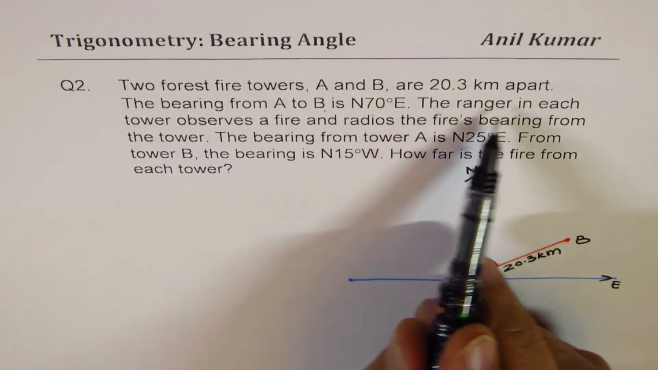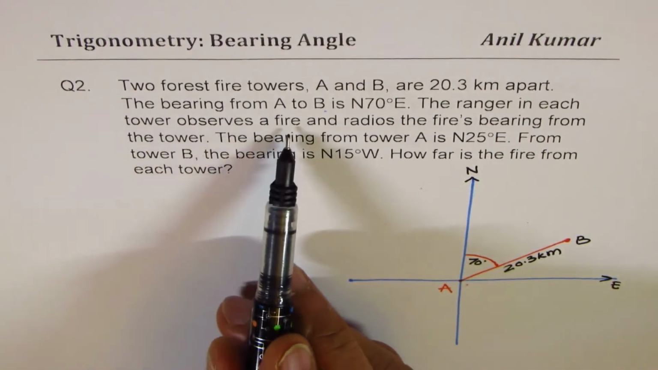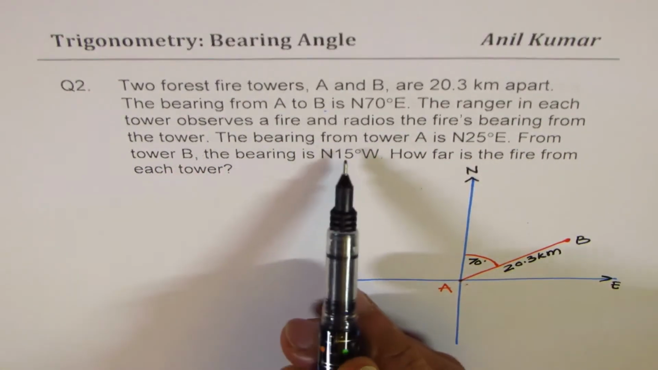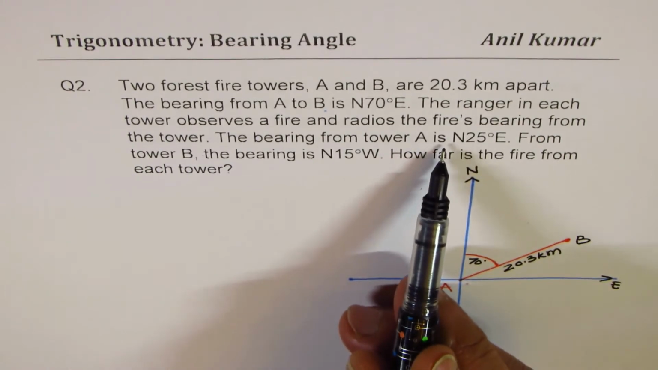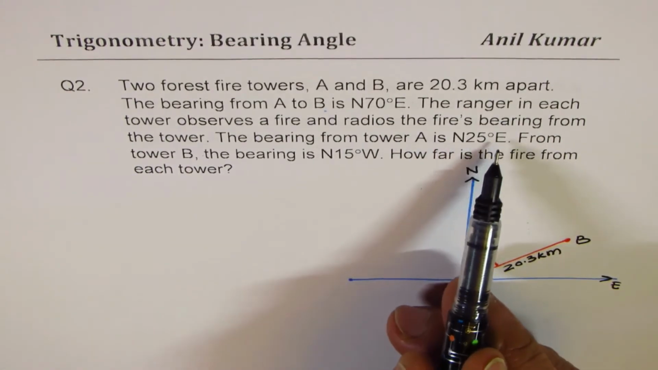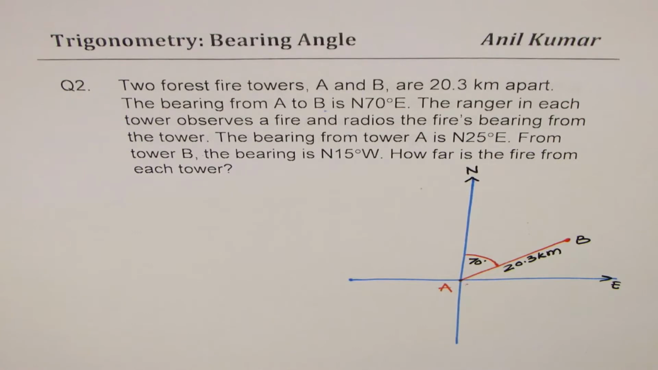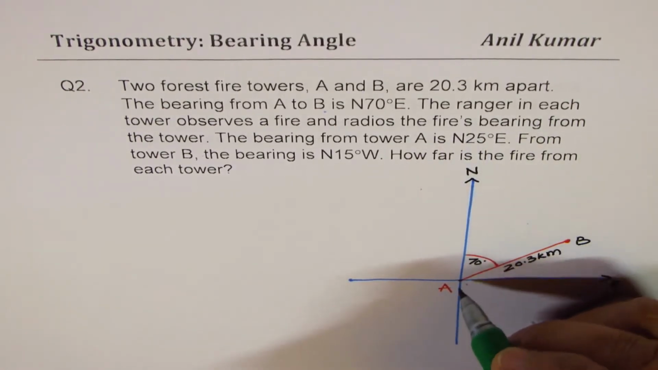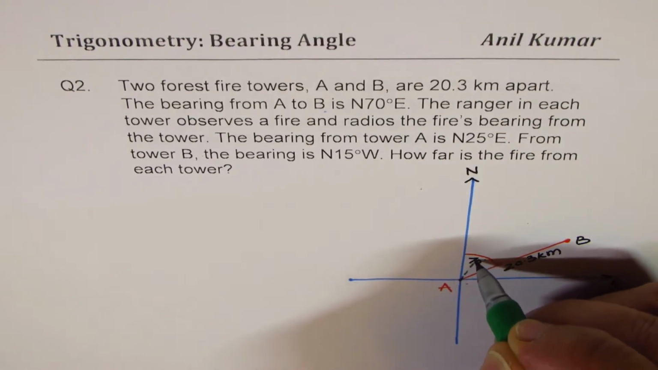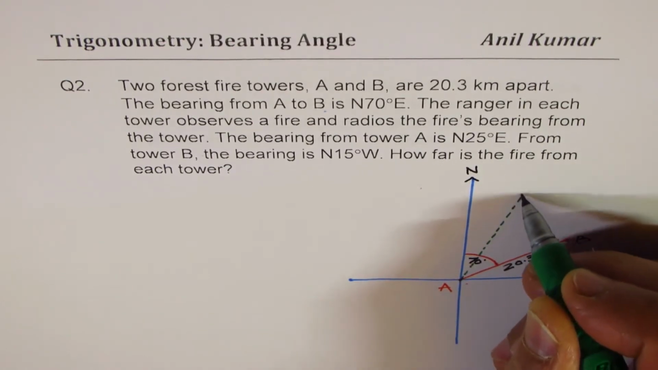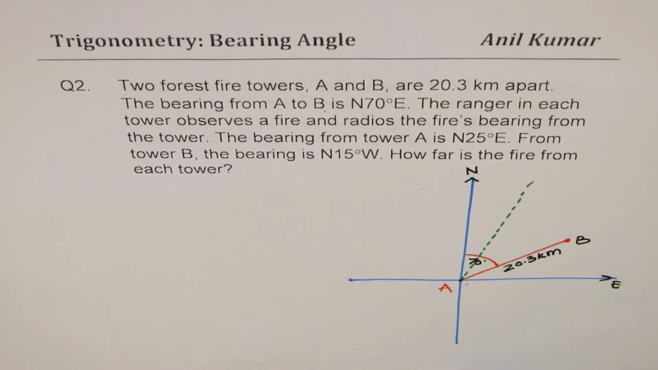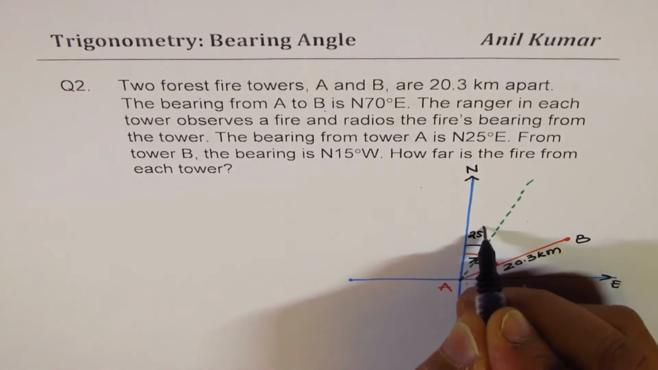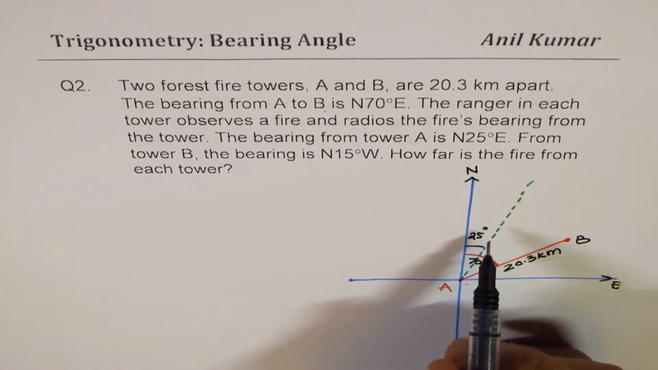Perfect. The ranger in each tower observes a fire and radios the fire's bearing from the tower. The bearing from A is 25 degrees east of north. So for the fire, it is 25 degrees east of north. So let us say that is 25 degrees east of north. Somewhere like this. Where this angle here is 25 degrees east of north.